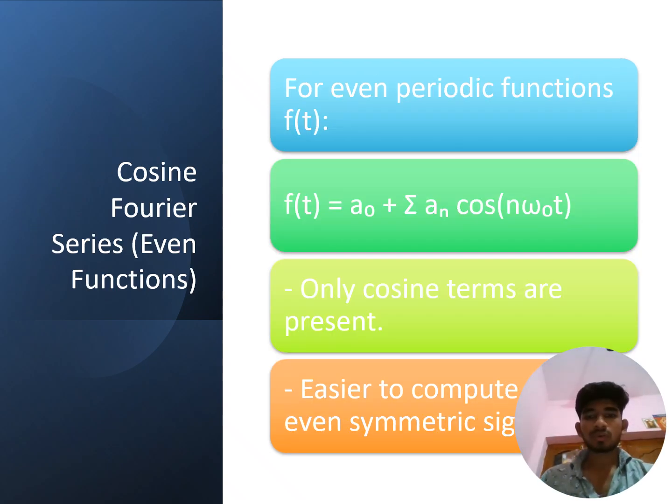Now we are going to the cosine Fourier series, also known for even functions. If a function is even, we only need the cosine terms, since the sine terms cancel out. This reduces the computation and simplifies the Fourier series. This is why the cosine series is commonly used in applications like image processing and heat transfer problems. For an even periodic function, f of t is equal to a naught plus summation of a n cos n omega naught t.